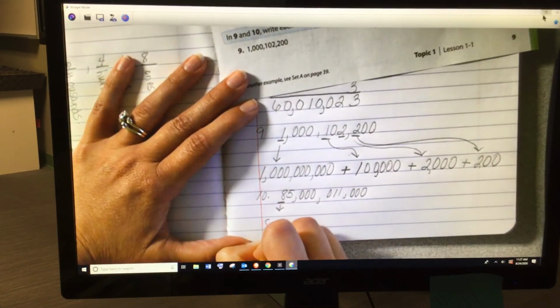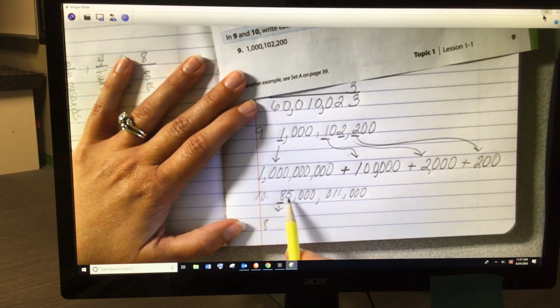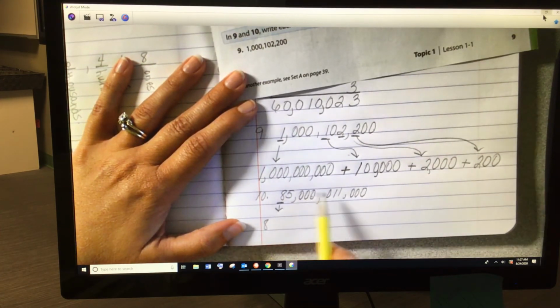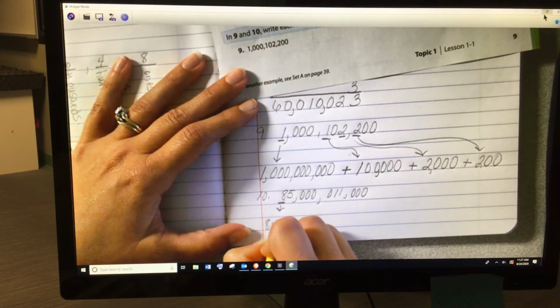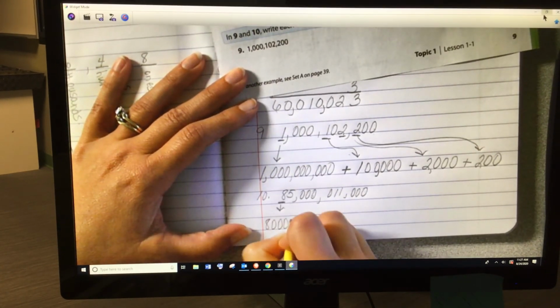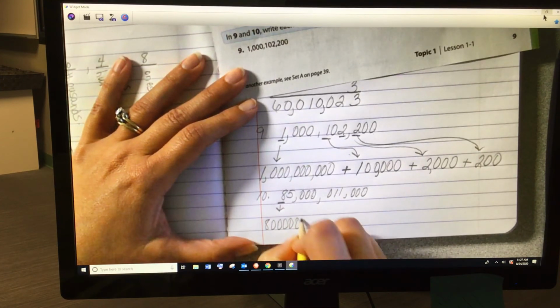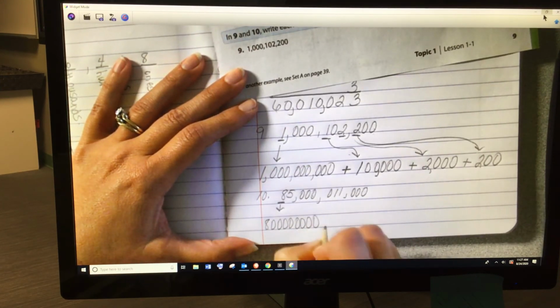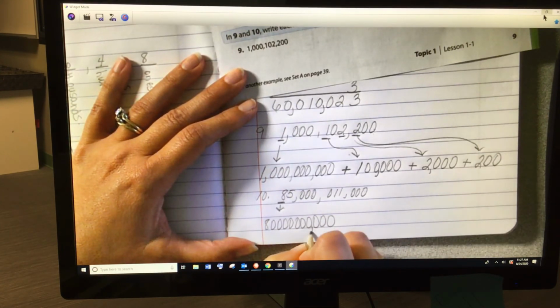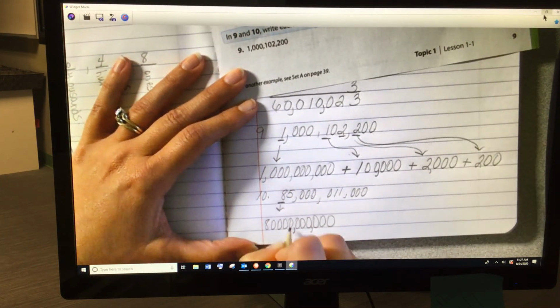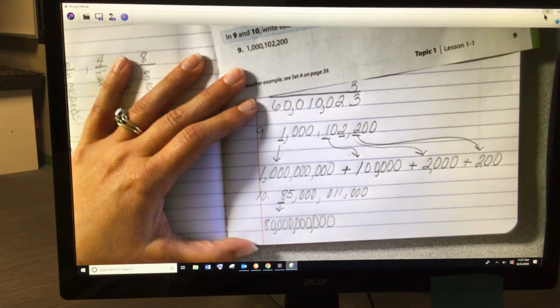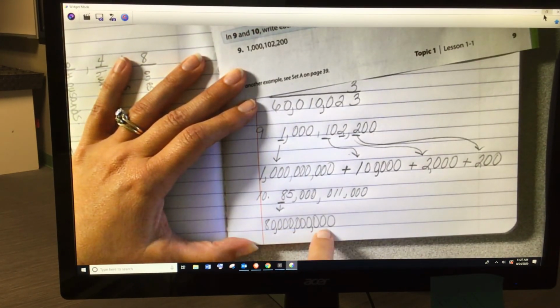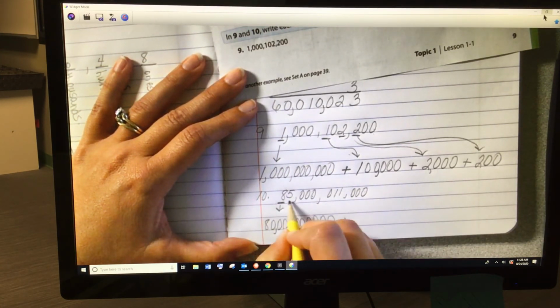We have an 8. How many zeros do we need to come after the 8? Well, we count 1, 2, 3, 4, 5, 6, 7, 8, 9, 10. Go back and put your commas. 1, 2, 3, comma. 1, 2, 3, comma. 1, 2, 3, comma. So we have 80 billion. Okay, plus, we go to our second number.